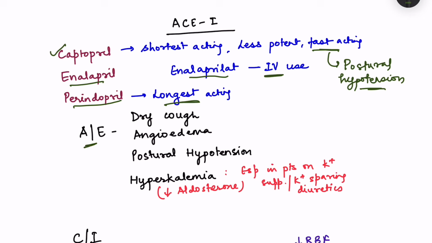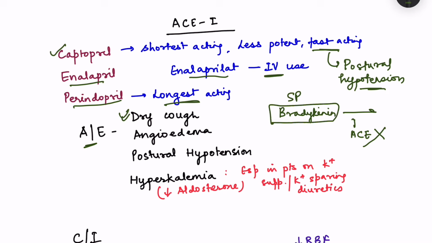What are its adverse effects? Very important. One is dry cough. Why is dry cough occurring? See, the ACE enzyme, we have seen, converts angiotensin 1 to angiotensin 2. But it has another action as well. It is important for the degradation of bradykinin. So when this ACE enzyme is blocked, bradykinin and also substance P are not degraded, they accumulate. And this increase in bradykinin and substance P causes dry cough, mainly bradykinin. That is responsible for dry cough. And also angioedema. Angioedema is a serious condition.